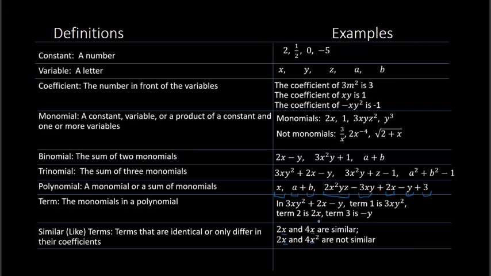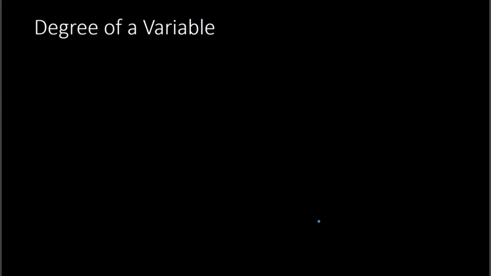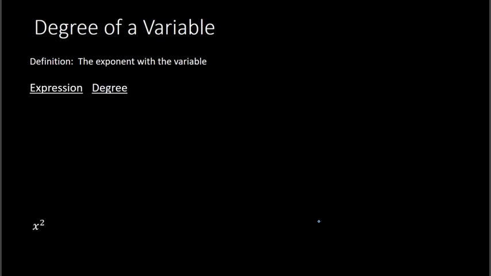Next we have what is called the degree of a variable. The degree of a variable is the exponent with the variable. So for example, you have x to the second power. The degree would be 2 because that is your exponent. Y to the third power, you would say the degree of that expression is 3 because the exponent is 3. Z to the fourth power, the degree would be 4. A to the fifth power, the degree is 5, and etc.